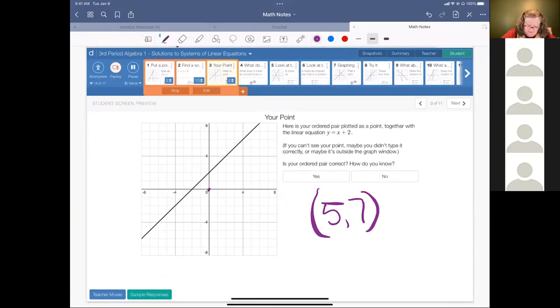I'm going to start here at the origin and go over 5 and up 7. Is that on this line? I also see Angeline's is 3, 5. Cole's is 6, 8. Elaine had 1 and 3. Jeremy had 2.5 and 4.5.